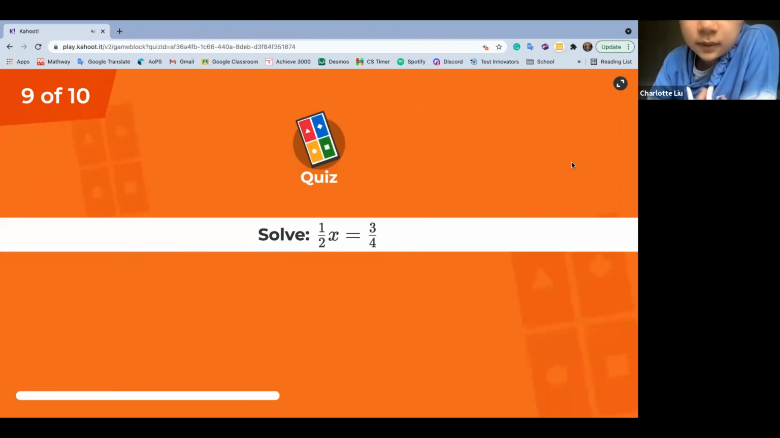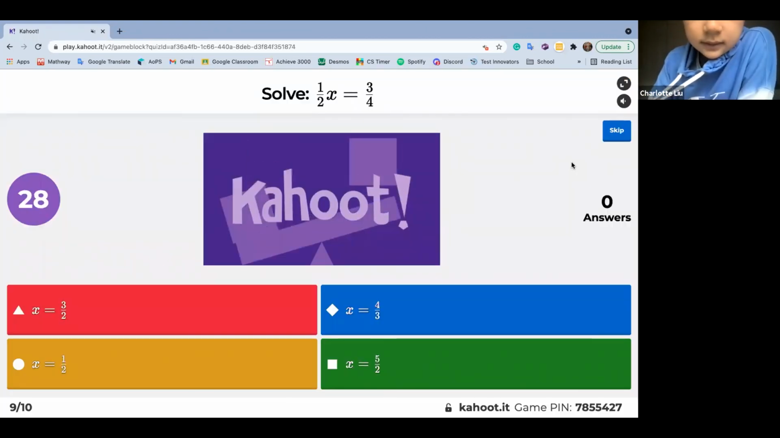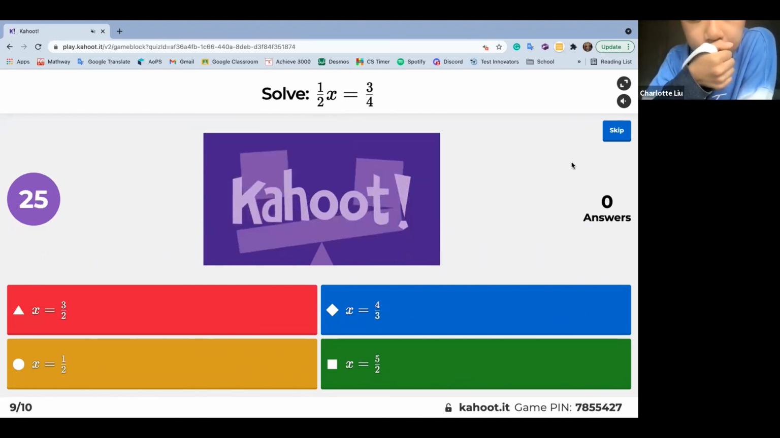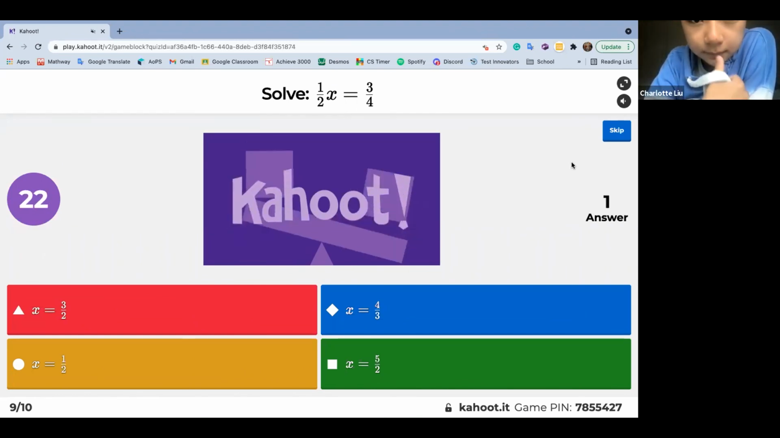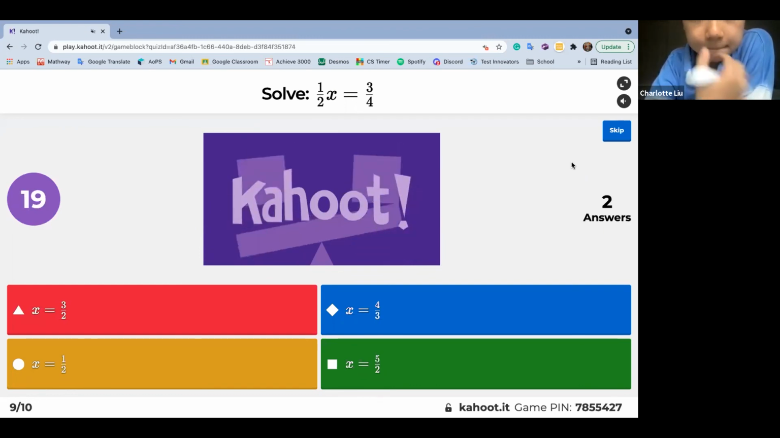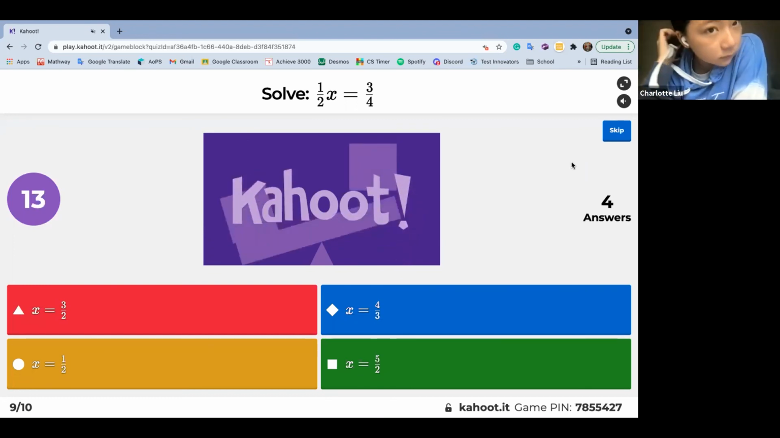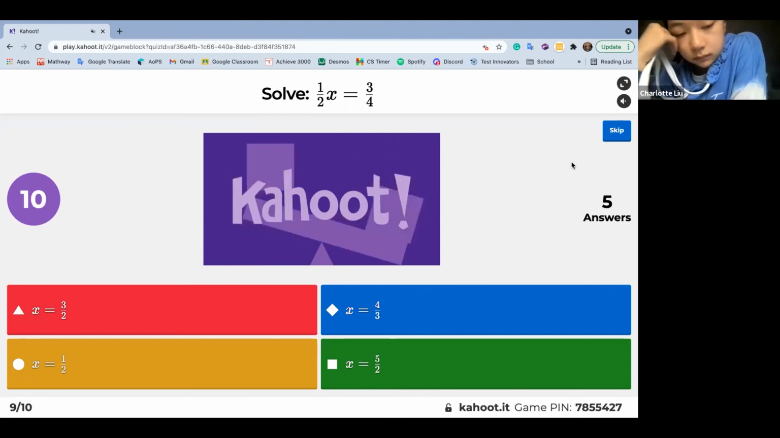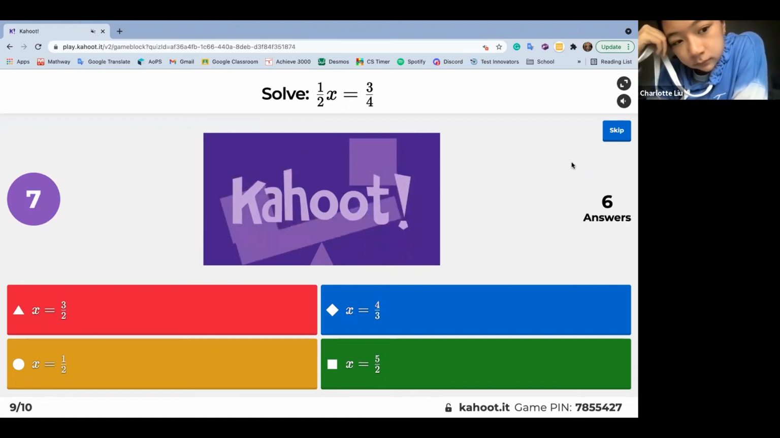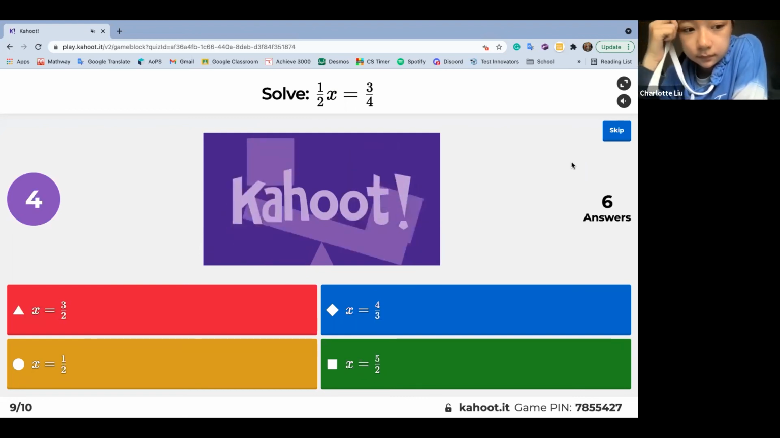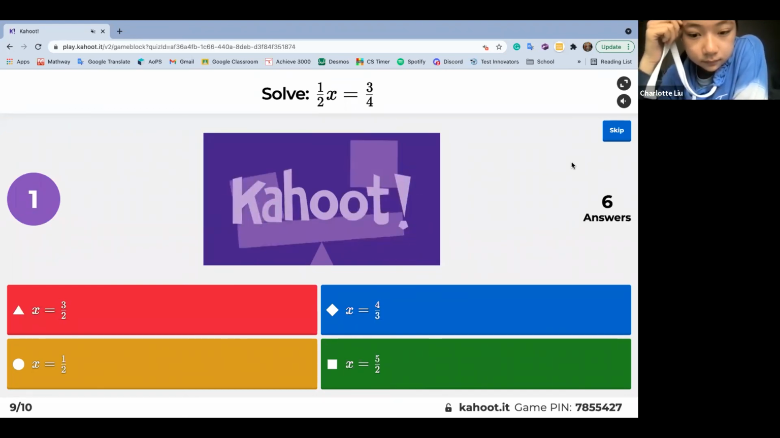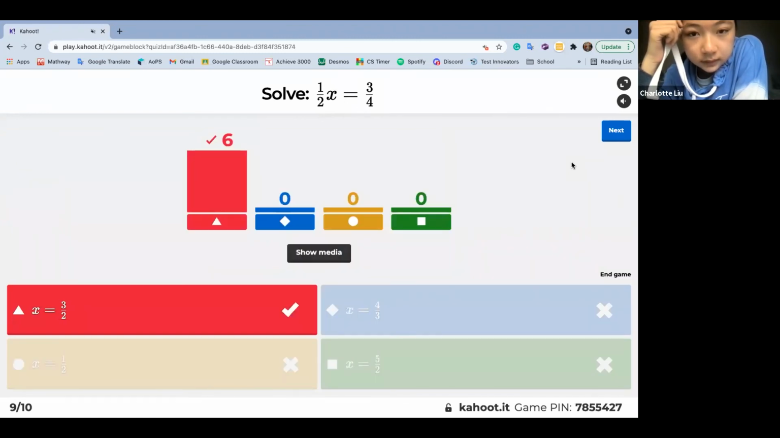Next question, solve 1/2 x equals 3/4. Once you got this right, we would multiply both sides by the reciprocal of 1/2, which is 2, and you'll get 3/2. Alright, last question.